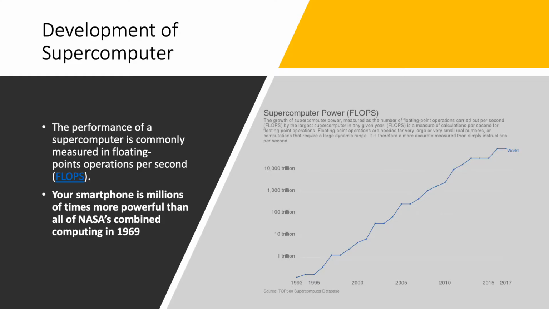Over the past decade, the development of supercomputers has been really fast. The performance of a supercomputer is commonly measured by floating point operations per second, or flops. You can see that from 1993 to 2017, supercomputer power has increased from much less than 1 trillion flops to more than 10,000 trillion. An interesting fact is that the smartphone you are using now is millions of times more powerful than all the NASA computers combined back in 1969.